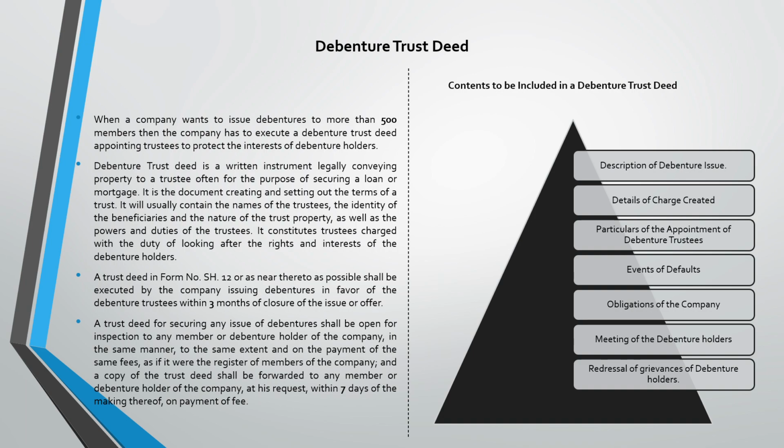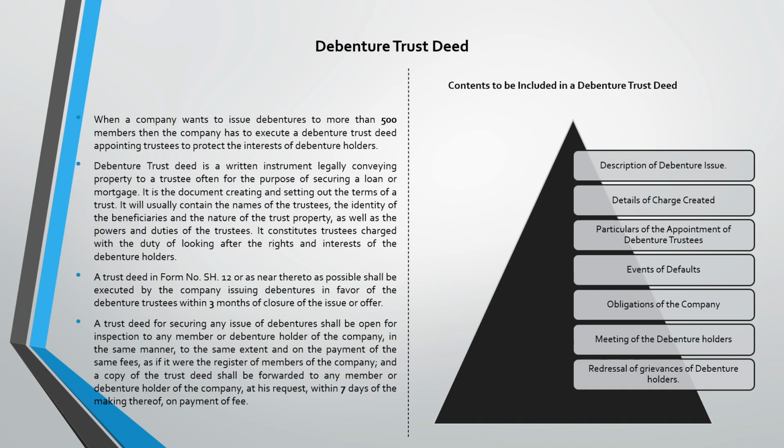It is a written instrument legally conveying property to a trustee, often for the purpose of securing a loan or mortgage. It is a document creating and setting out the terms of the trust. The terms of the issue and the creation of charge will also be formally mentioned in the debenture trust deed. It will contain the name of the trustees, the identity of the beneficiaries, the nature of the trust property, the powers and duties of the trustees, and the interest of the debenture holders.